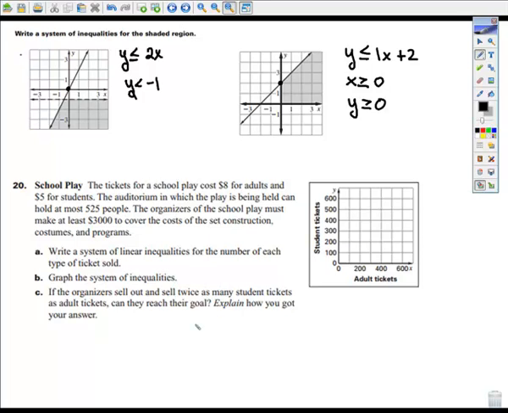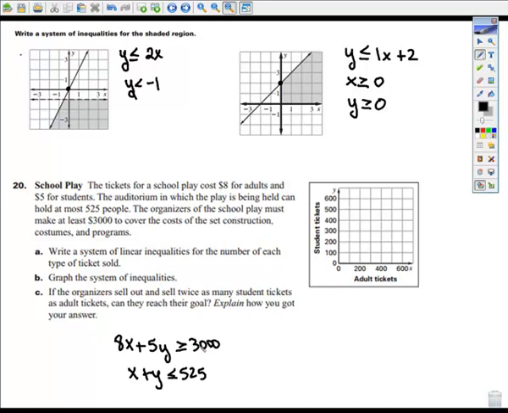So again, I'm going to put money together. It's $8 per adult and $5 per student, and they want to make at least, so greater than or equal to, $3,000. Now I'm going to look at the total. It can hold at most 525 people. It can hold x adults, y students, but less than or equal to 525 people. So there's the system. Now I need to graph it.